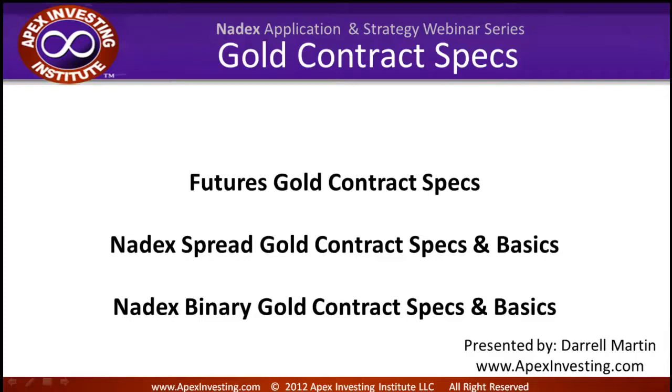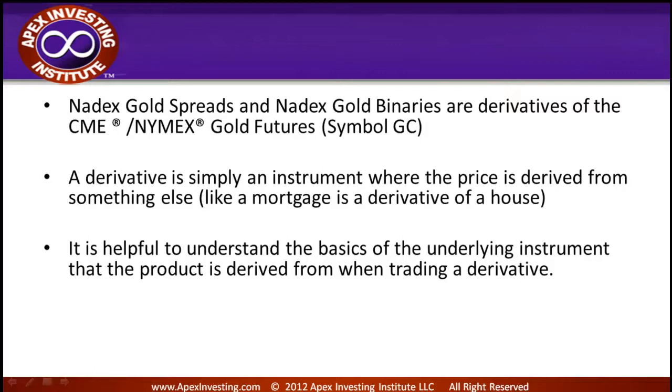Today we're going to talk about futures gold contract specs, Nadex spread gold contract specs and basics, and Nadex binary gold contract specs and basics. Nadex gold spreads and Nadex gold binaries are derivatives of the CME's NYMEX gold futures contract, symbol GC.